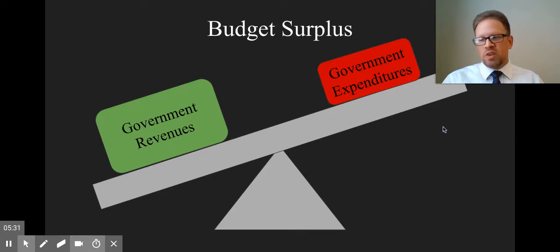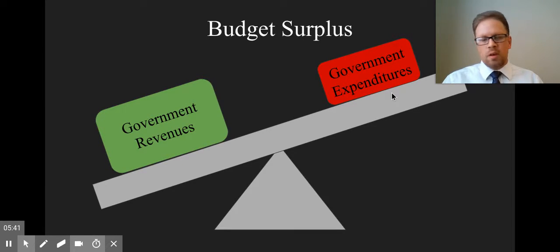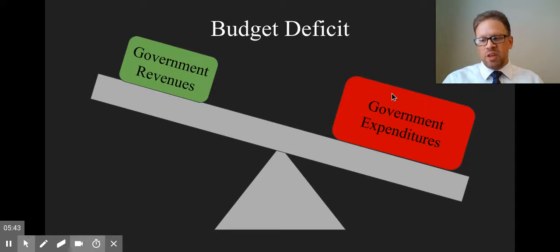Now, budget surplus. This is when government revenues exceed government expenditures, meaning they've brought in more money through taxes or other forms than they have actually spent. A budget deficit is when government expenditures exceed government revenues, meaning they are spending much more money than they are receiving through taxes and other forms.